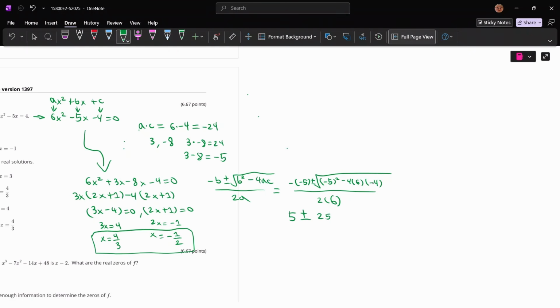4 times 4 is 16. 16 times 6 is 96, plus 25 is 121.